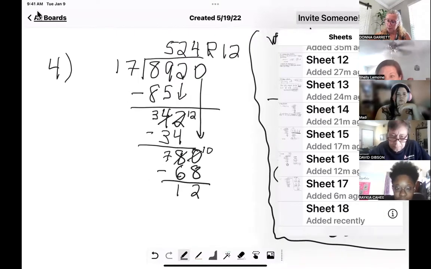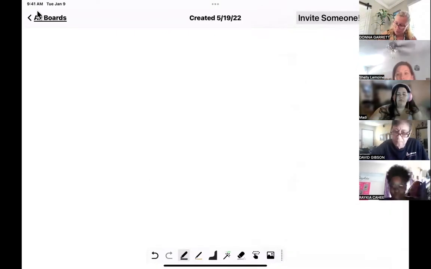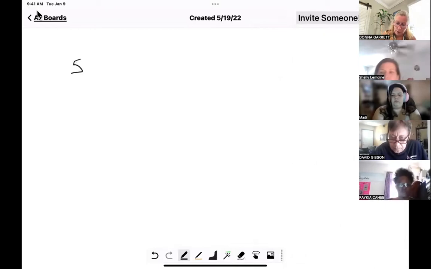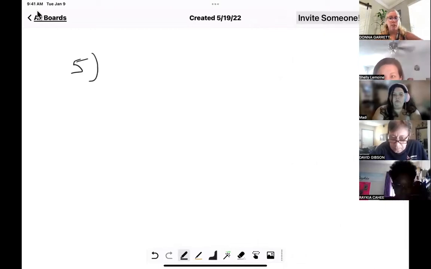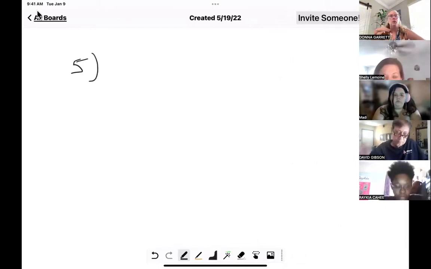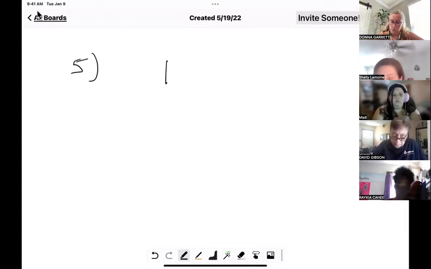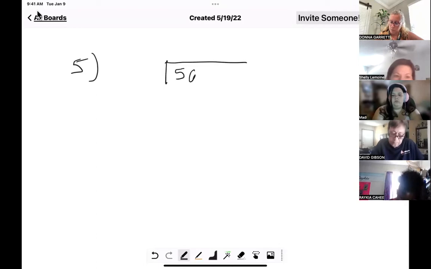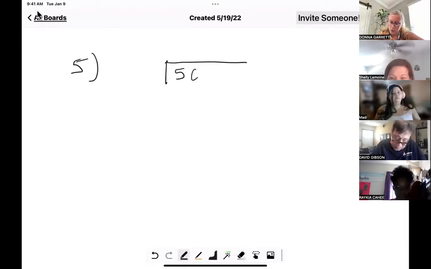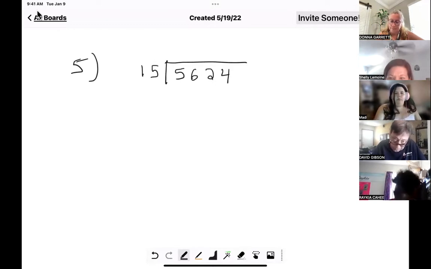Always forget 5. Okay, 5. We'll do another one with a double digit. And then unfortunately, we got to do a 3 digit. All right, so I'm also just going to write it as a division problem. So let's do 624 divided by 15.